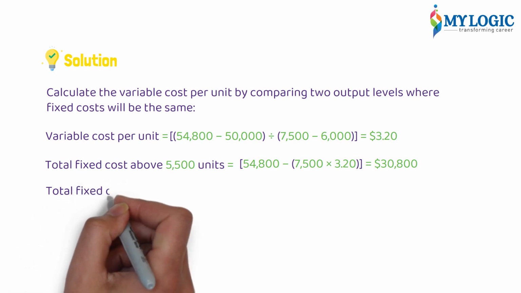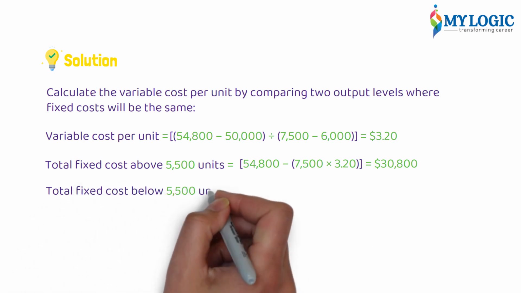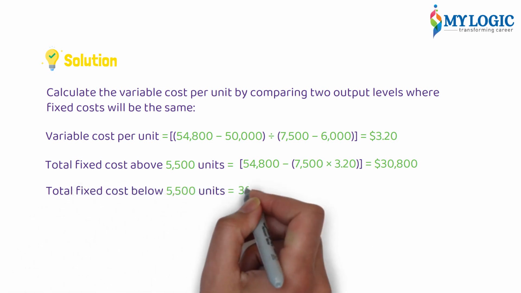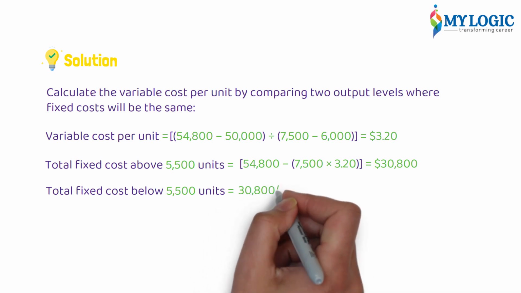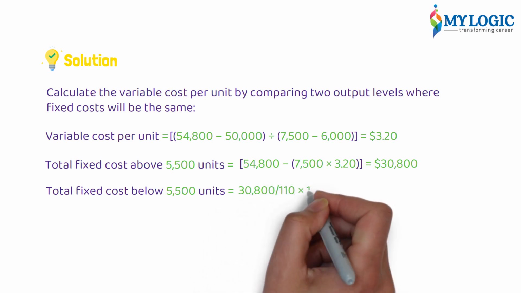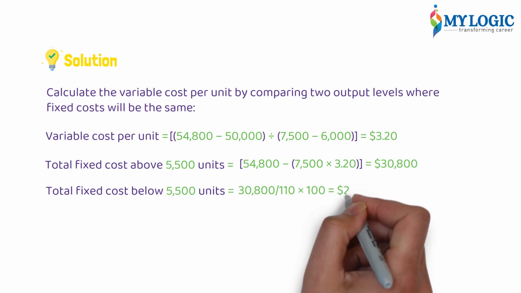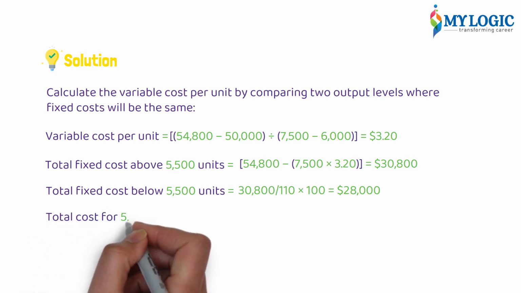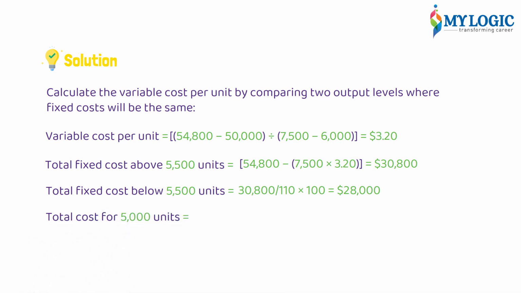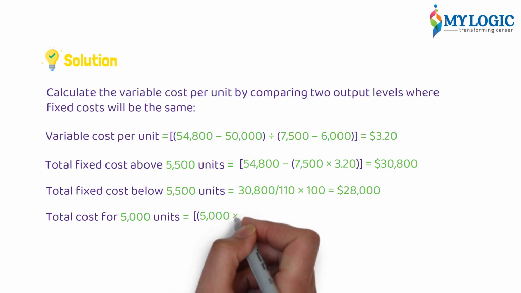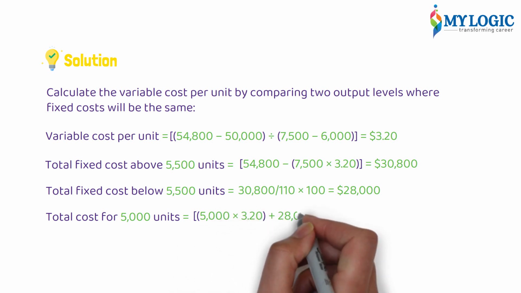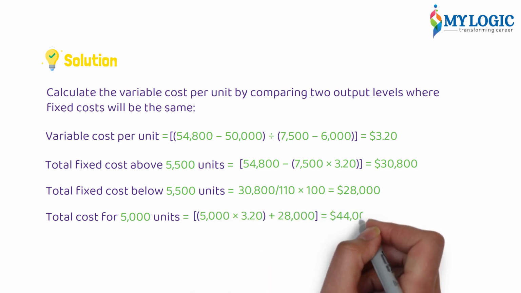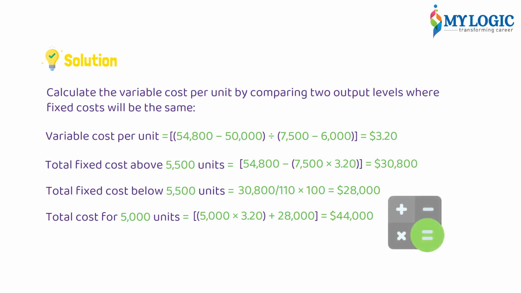Total fixed cost below 5,500 units is equal to 30,800 divided by 110 multiplied by 100, which is equal to $28,000. Total cost for 5,000 units is equal to 5,000 multiplied by 3.20 plus 28,000, which is equal to $34,000.